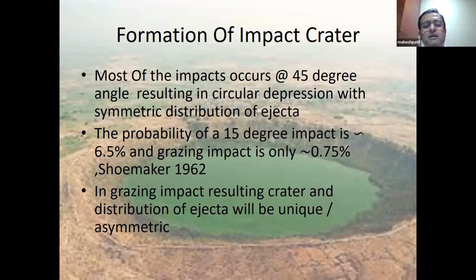So a grazing impact can result in a crater and ejecta distribution, that is distribution of tektites, and not only tektites, even other fields, which is very, very different. Thus, grazing impacts are very unique.